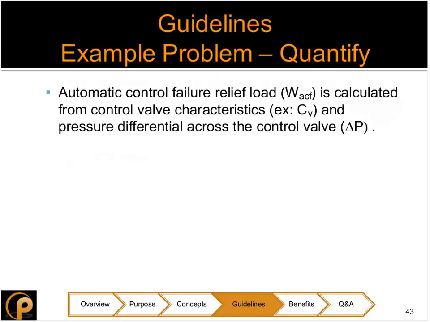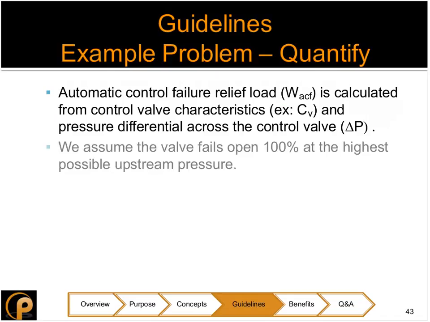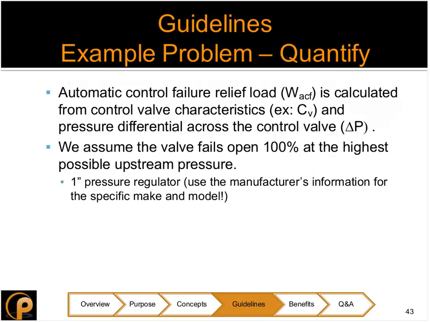The other relief load, from the automatic control valve failure of the instrument air, is calculated from control valve characteristics like CV and the pressure differential across that control valve that's failed open. Typically, we assume that a valve will fail 100% open at the highest possible upstream pressure. So this is a 1-inch pressure regulator, and we would typically use the manufacturer's information for this specific make and model to get its control valve characteristics.